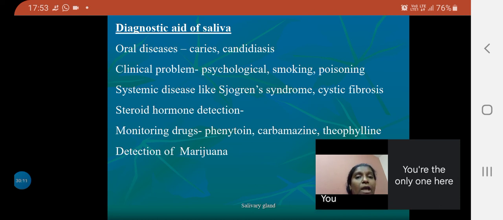So saliva is a very, very important question. As I told you, composition of saliva, functions of saliva, diagnostic implications of saliva, all these things happen to be of great importance towards theory as well as viva. There are a lot of questions that will be asked.